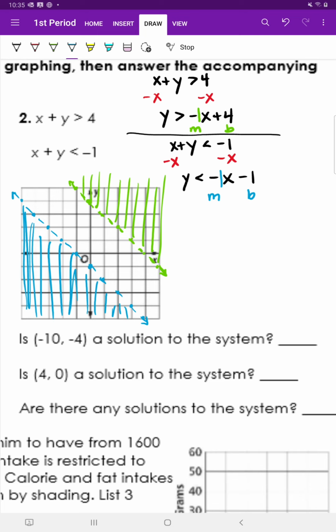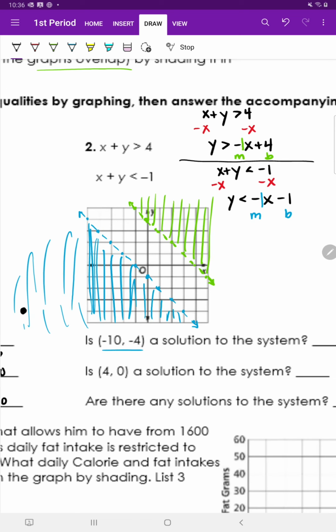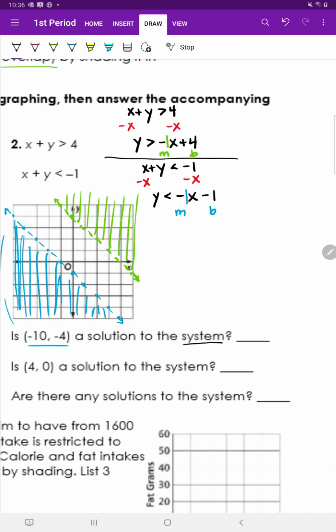The first question is: is (-10, -4) a solution to the system? Well, -10 is going to be kind of way off to the left. Let's say it's like all the way over here. -4 would be down about here. So here's (-10, -4), which would be in the blue shaded region if we continued this all the way over here. But just because it's a solution to the blue inequality doesn't mean it's a solution to the system. To be a solution to the system, it has to be a solution to both. So the answer here is no.